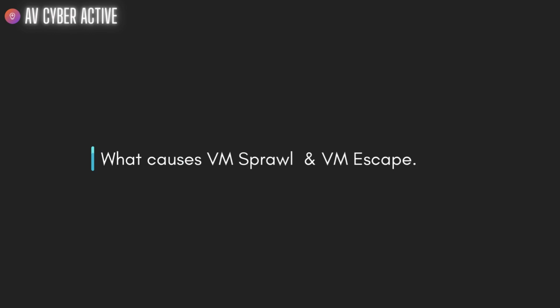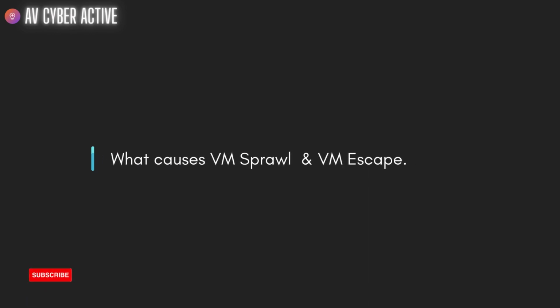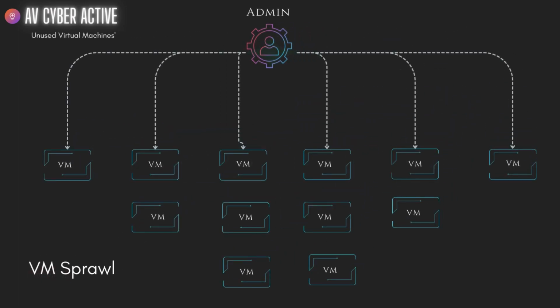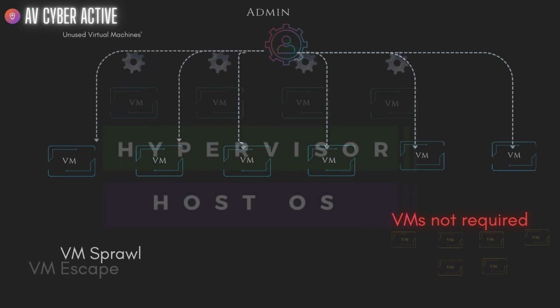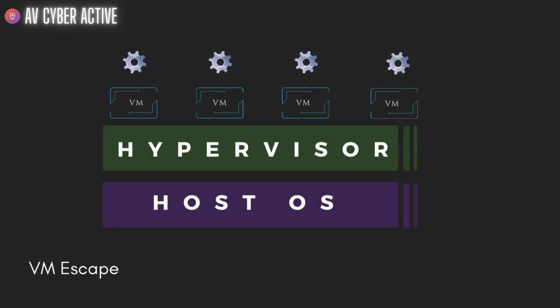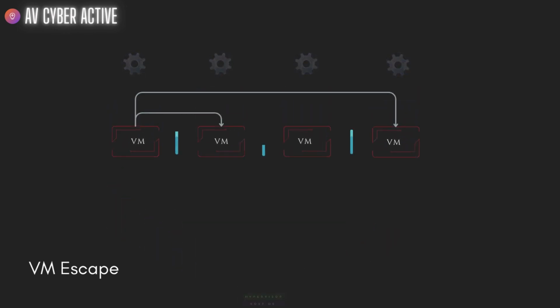So, what causes VM sprawl and VM escape, and how do you prevent them from getting exploited? In case of VM sprawl, it often occurs due to lack of proper virtual machine lifecycle management and not keeping track of which deployed virtual machines are still needed and which are no longer in use. This can quickly lead to an uncontrolled VM sprawl. And in case of a VM escape, on the other hand, this is often a result of outdated or unpatched virtualization software, misconfiguration, and inadequate isolation between the virtual machines.